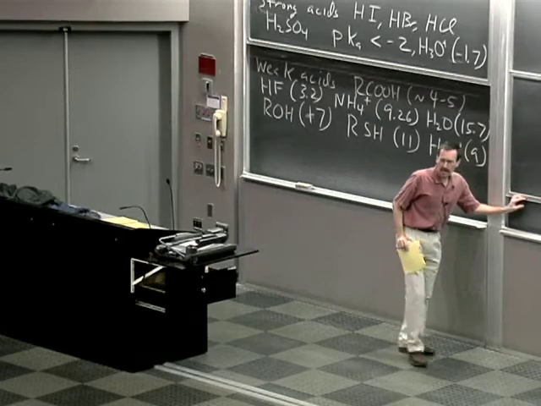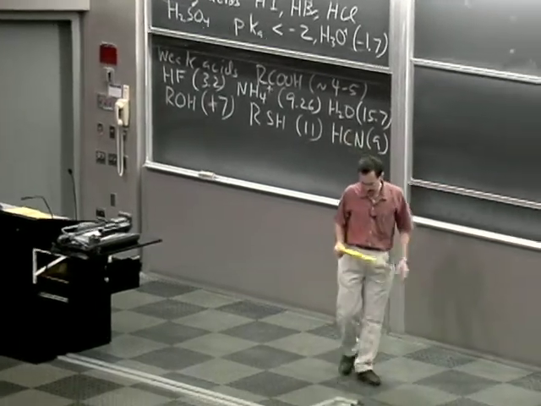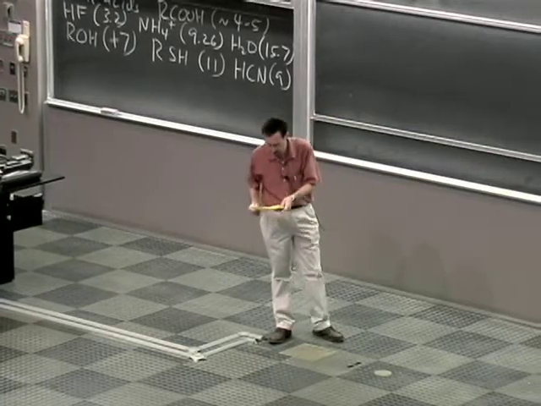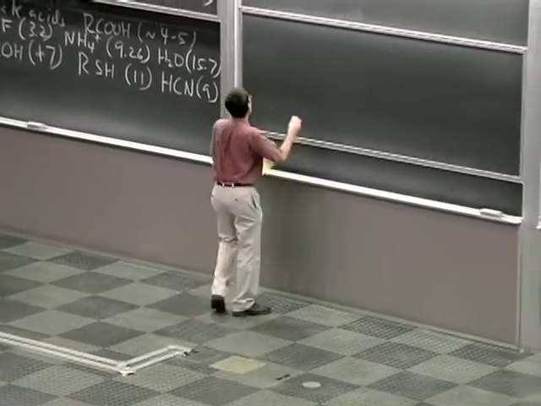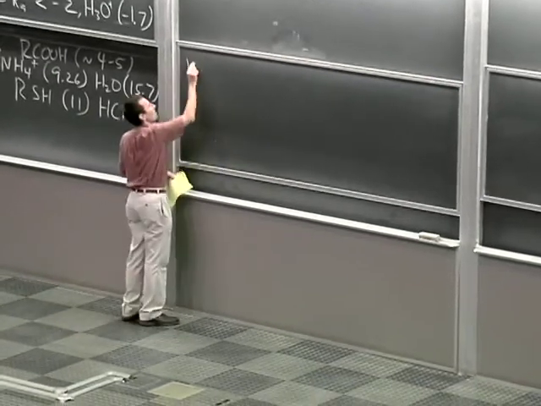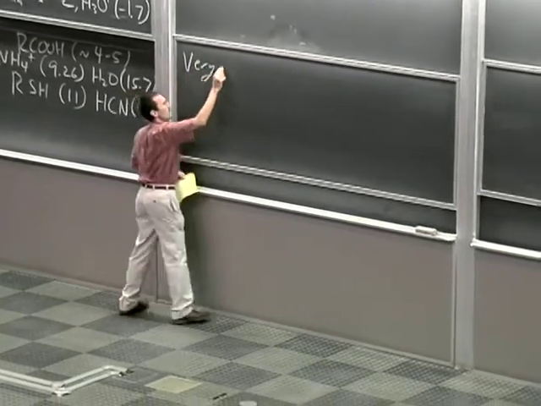All right, the last category, and this really gets into compounds that are of a lot of importance in organic chemistry, are things that you wouldn't often think of as acids. I'm going to call them very weak acids.